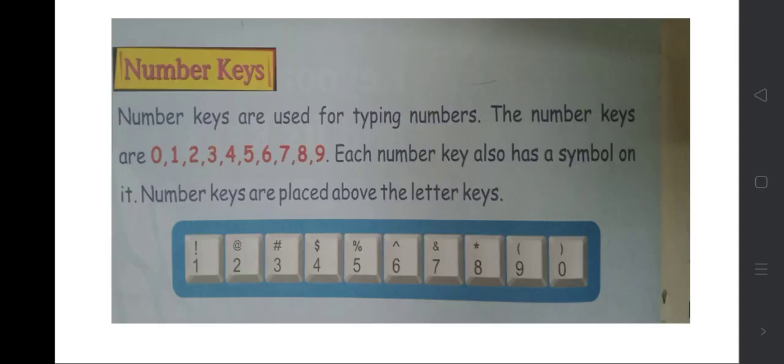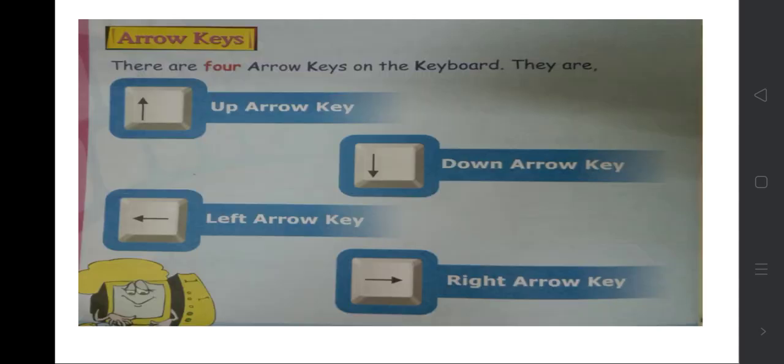Understand? Now we are going to see number keys. Number keys are used for typing numbers. The number keys are from 0 to 9. Each number key also has a symbol on it. Number keys are placed above the letter keys. Just above the letter keys we can see these number keys. All the numbers from 1 to 0 are present here. We can use these keys to type numbers.